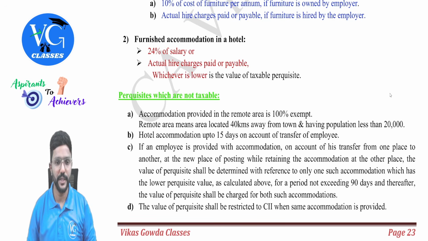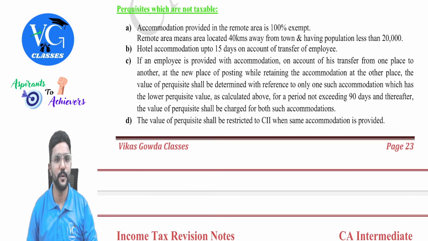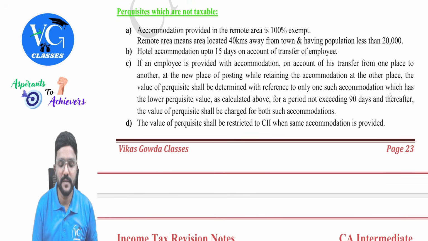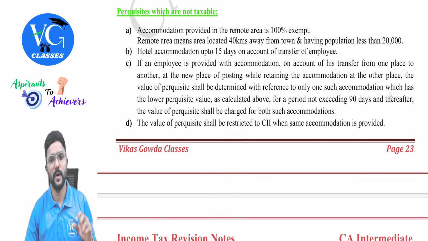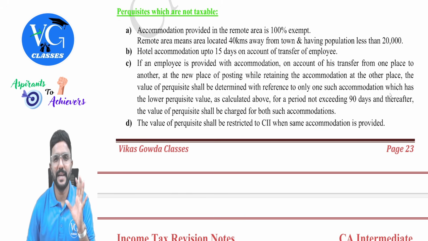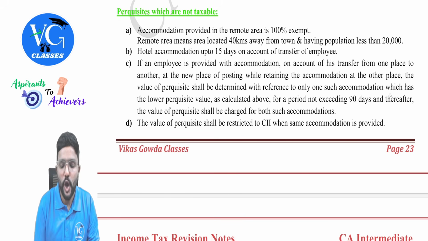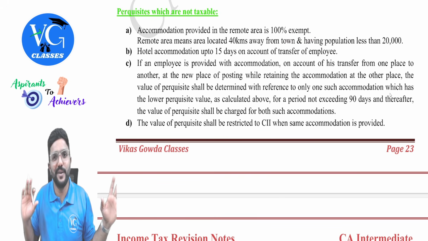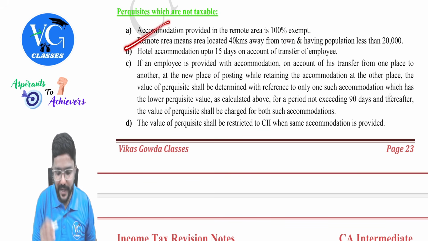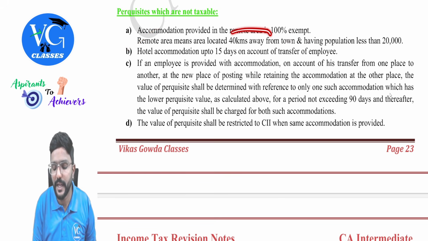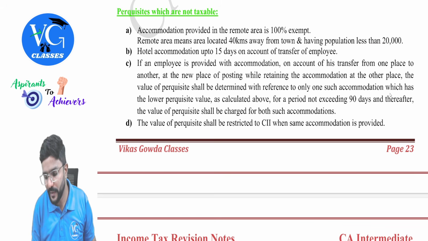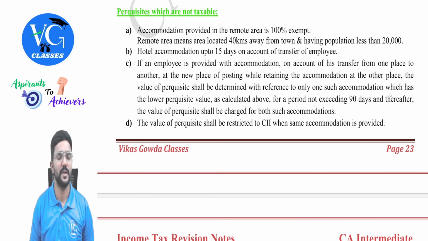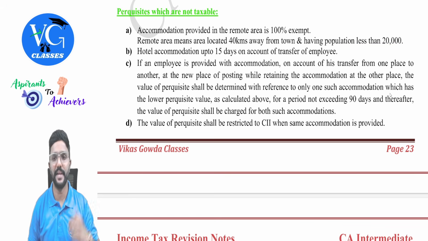Yes, we'll continue. We have some more points with respect to accommodation. Perquisites which are not taxable. Anything which is not taxable or exempt, I would have highlighted in green color, guys. Accommodation provided in a remote area is 100% exempt. Now, what is a remote area? Sir, whichever area I am staying in is a remote area? No, no, no. Remote area means an area located 40 kilometers away from the town and having population less than 20,000.